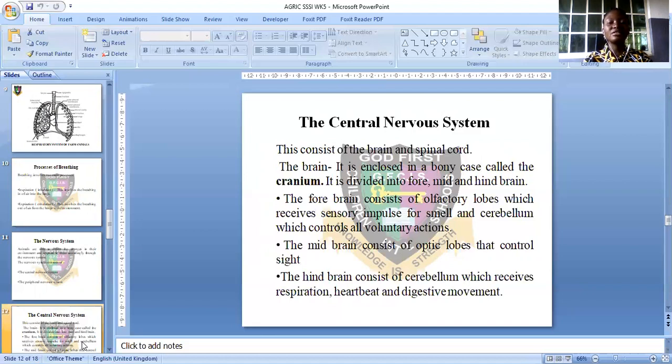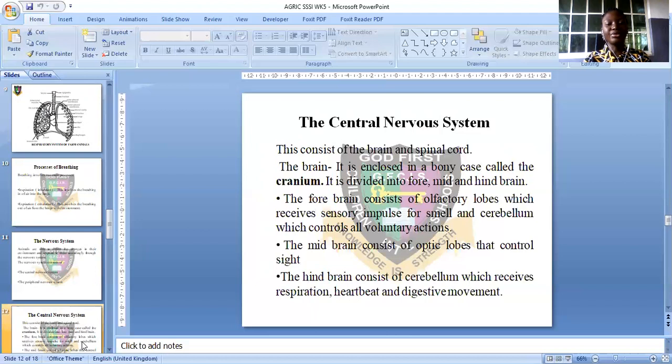The brain is further divided into three main parts. We have the forebrain, the midbrain, and the hindbrain. The forebrain consists of olfactory lobes, which receive sensory impulses for smell, and the cerebrum, which controls all voluntary actions. It's the function of the forebrain that helps the animal to be sensitive to smell. Voluntary actions are actions that farm animals do willingly, like walking and so on.